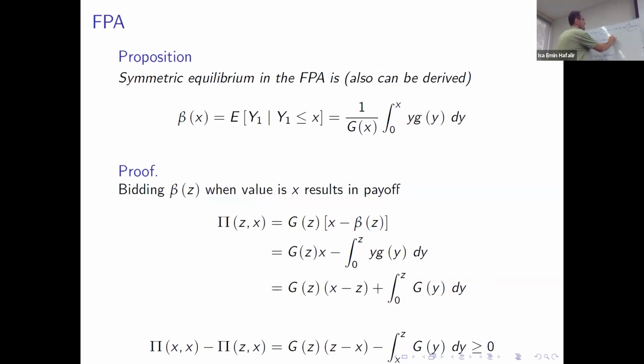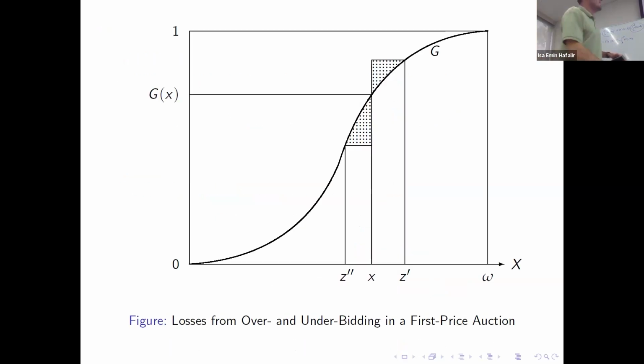Gz z minus x minus x to z gy dy. And if you look at the distribution G from 0 to the highest value level W, this is going to be a monotone increasing function, right? And if you consider Z to be higher than X, then you can see that this expression is going to be this rectangle, whereas this expression is going to be the area underneath G between X and Z prime.